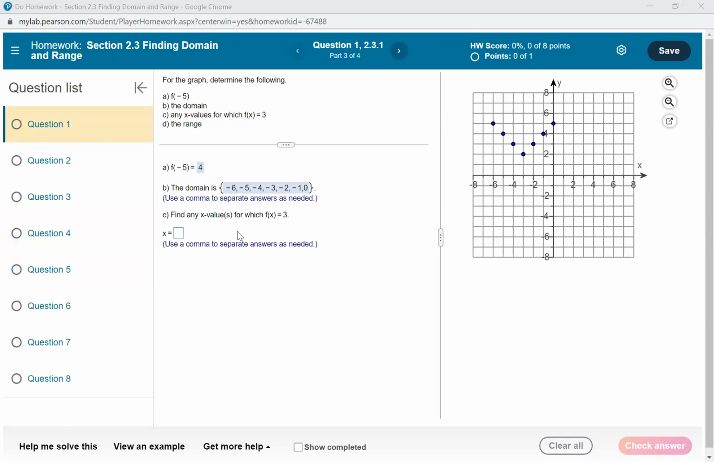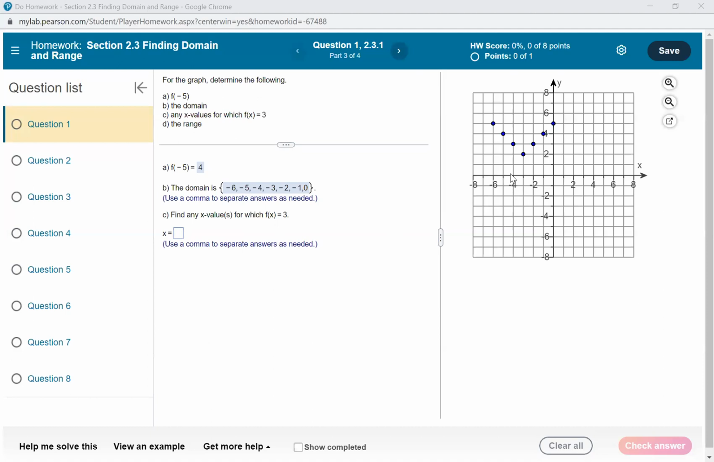this one says find any X values for which f of X equals 3. So what they're asking us is what X values of these 7 points have a Y value of 3. Because remember, f of X and Y are the same things on these graphs, okay? So negative, what would y'all say? 4 and -2. So -4 is definitely, and then let's see, -2.